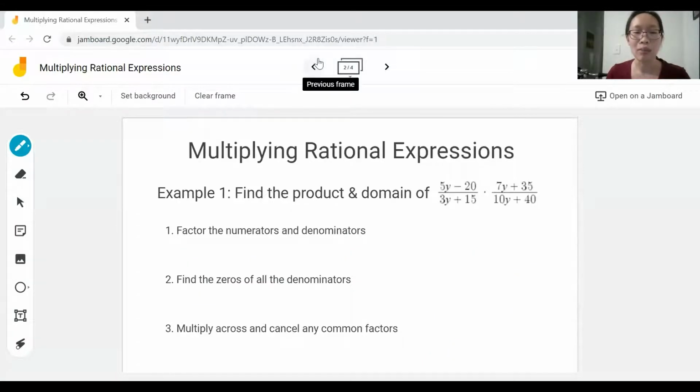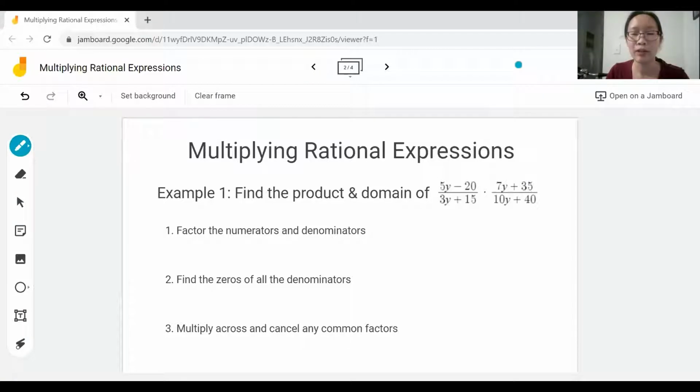In our first example, we're asked to find the product and domain of (5y minus 20) over (3y plus 15) times (7y plus 35) over (10y plus 40). To do this, we're going to follow 3 steps. First, we factor our expressions, the numerators and the denominators. Then we find the zeros of all the denominators. These are the values that will make our expressions undefined. Third, we'll multiply across the numerator and the denominator, and we'll cancel any common factors that appear in both.